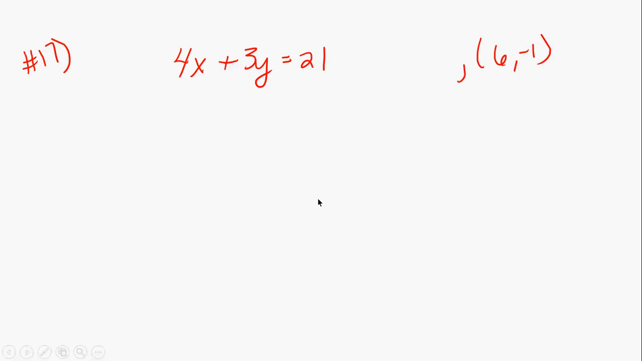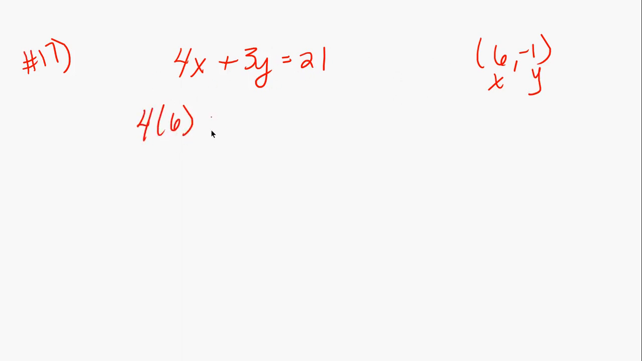Number 17. It says determine if the ordered pair is a solution. So we have 4x plus 3y equals 21. The point they give us is 6, -1. So our goal here is to make sure that we know 6 is our x, -1 is our y, and we're going to plug those in and we're going to see, do the two sides equal each other?